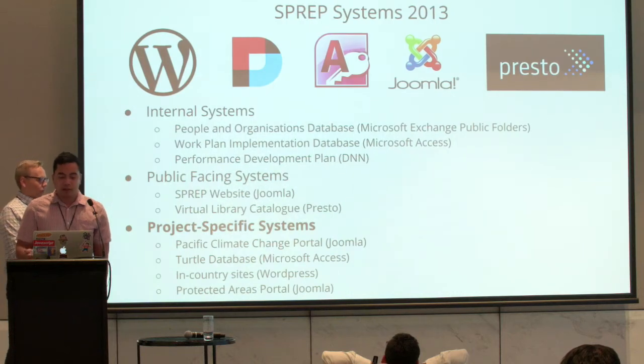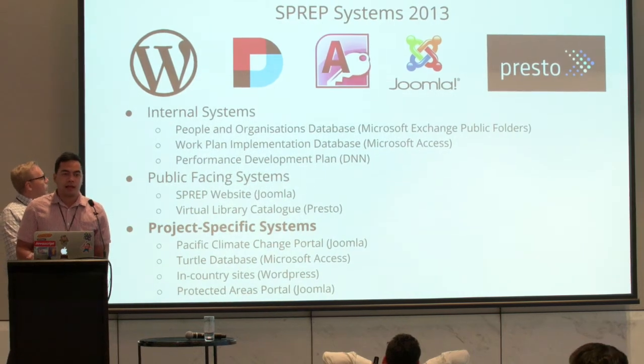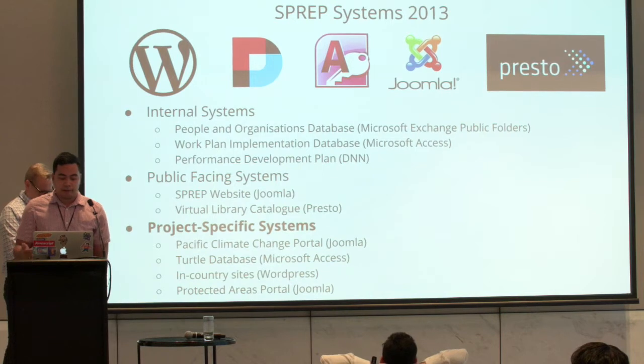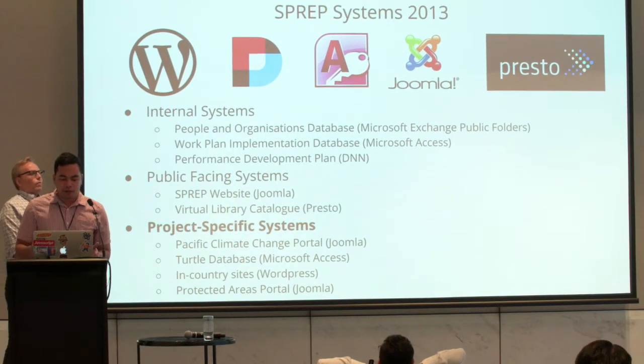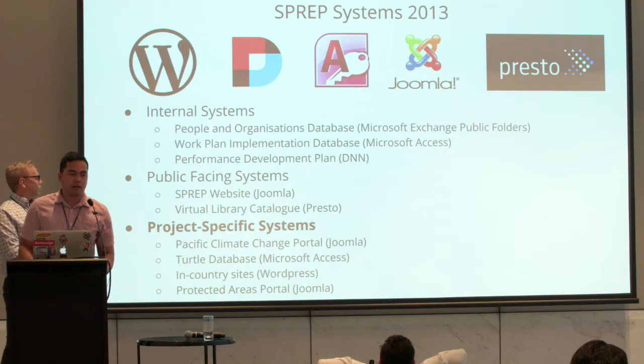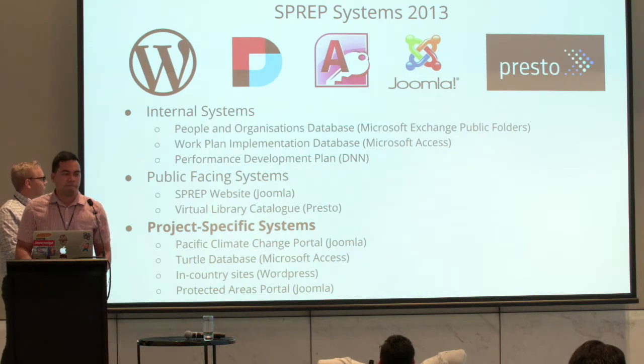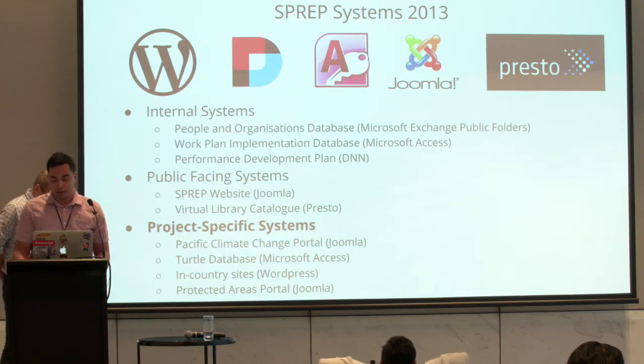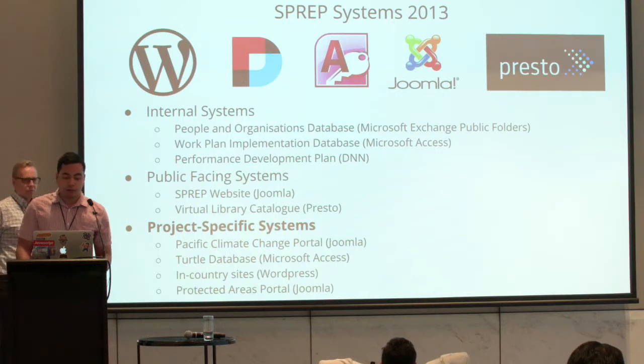Just to give an overview of the systems that were in place 5 years back, we kind of grouped them into these 3 groupings that you see up here. We had our internal systems, our private systems, our HR systems. We had a people and organizations database system, and that was running on just a lookup table on Microsoft Exchange public folders.